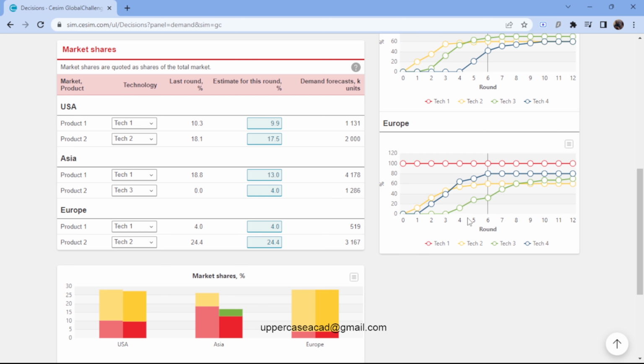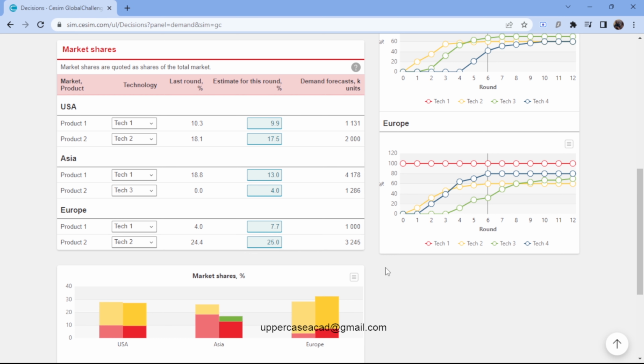Now, in Europe, Tech 1 has a network coverage of 100%. Then Tech 2 follows with a network coverage of 60%. We can't produce Tech 4 in this one because I believe it's a bit expensive. So we are projecting in Europe for Tech 1 to have a 7.0% market share. Then for Tech 2, we'll have about 25%.